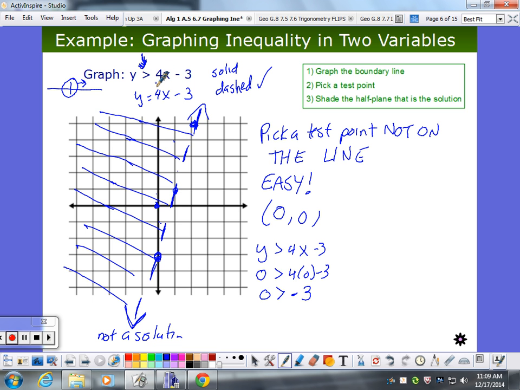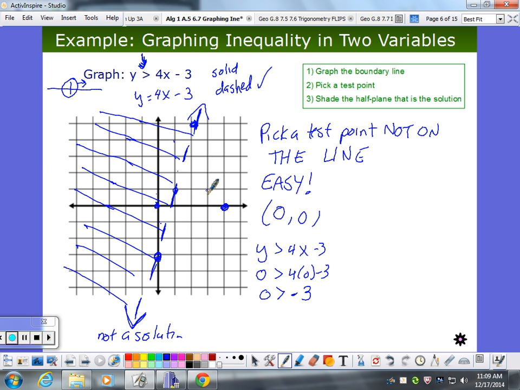What do you think? If you did another test point on the other side, did you get any points for it? It would work. Awesome.